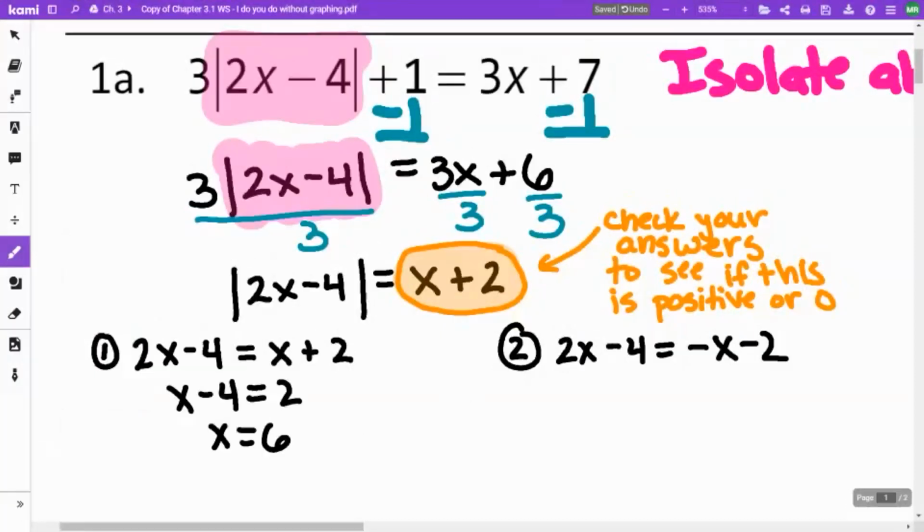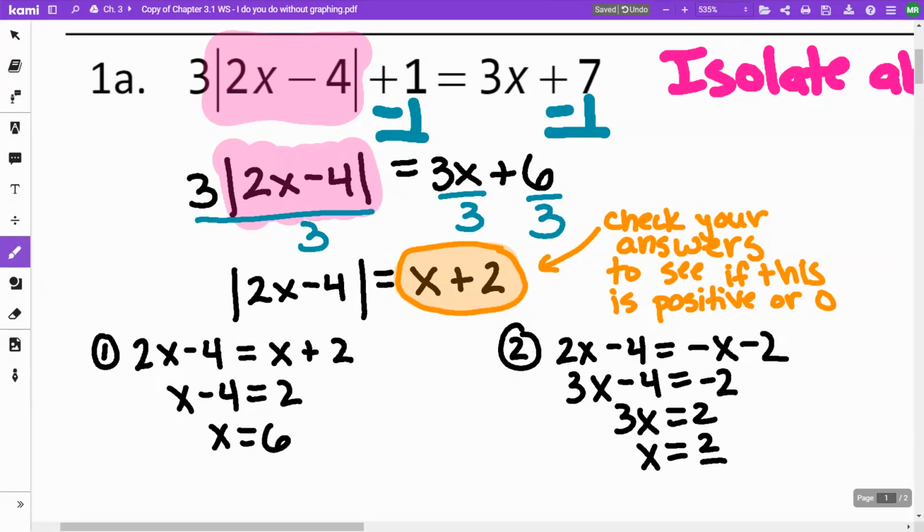For number 2, the second equation, I'm going to add x to both sides, and I end up with 3x minus 4 is equal to negative 2. I'm going to add 4 to both sides, and I get 3x is equal to, and when I add 4, I get a positive 2. Then when I divide by 3, I get x is equal to 2/3.